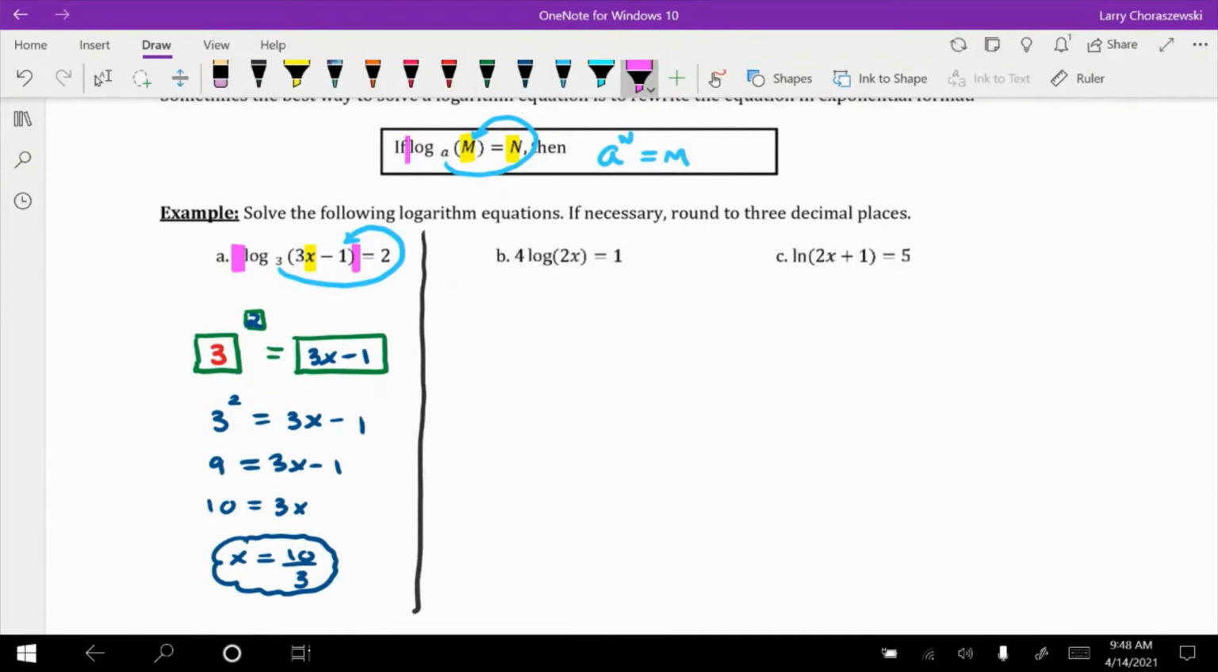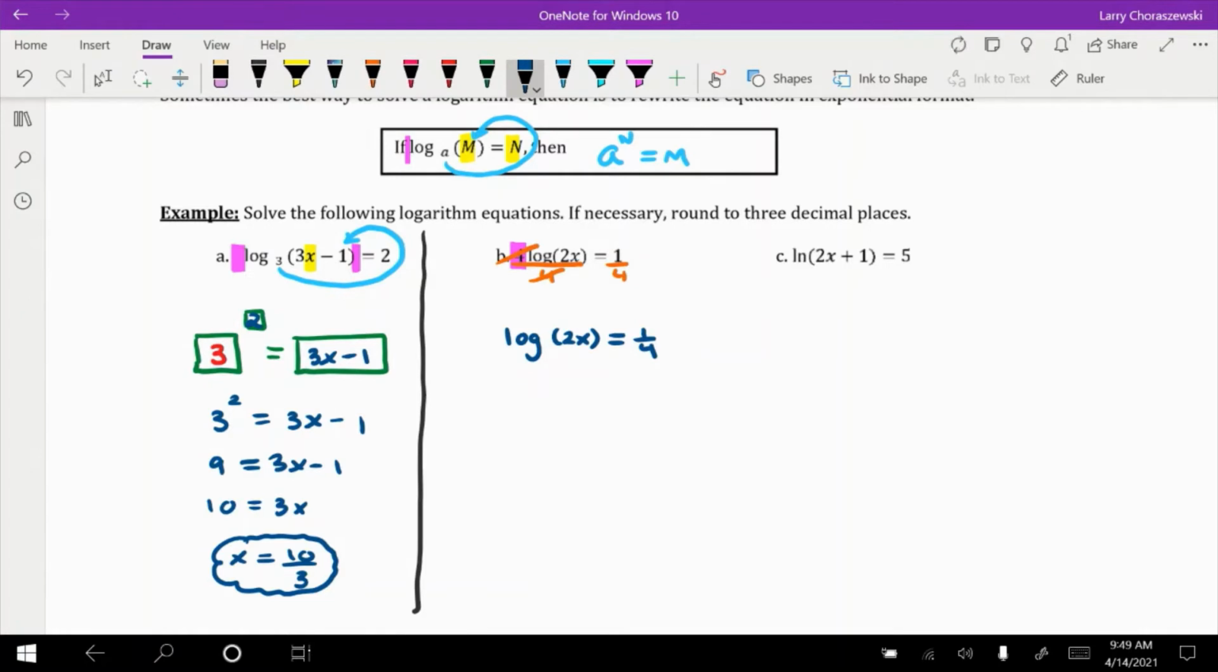All right, can anybody see an issue right out of the gate with problem B? The 4, exactly. Yeah, this time we do have something in front of the log. Now, when it's written in front of the log like that, it's being multiplied. So to get rid of this 4, we could divide each side by 4. That gets us log of 2x is equal to 1/4.